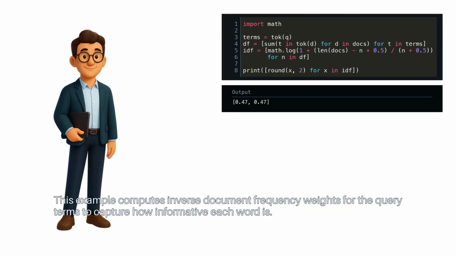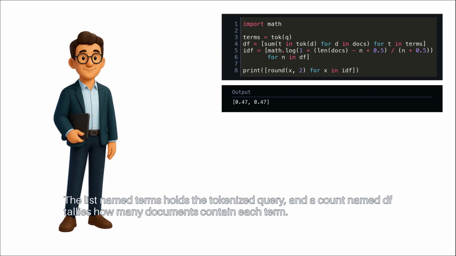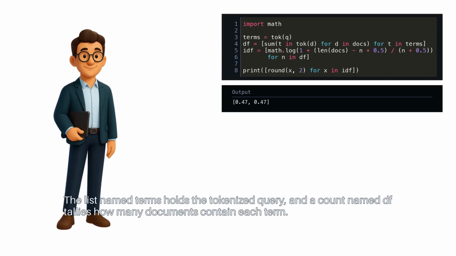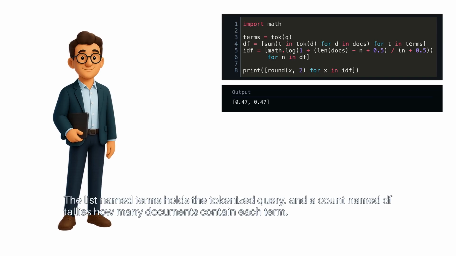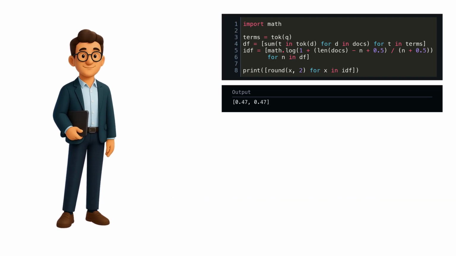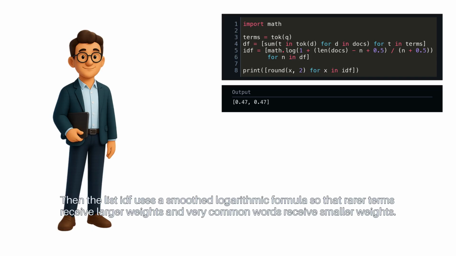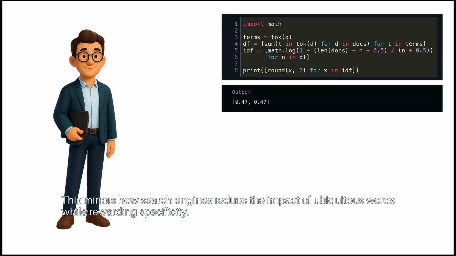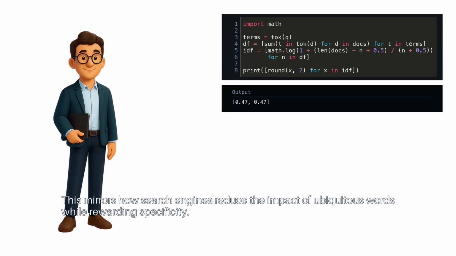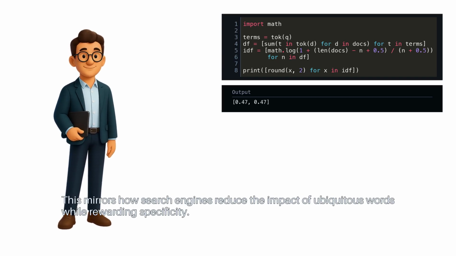This example computes inverse document frequency weights for the query terms to capture how informative each word is. The list named terms holds the tokenized query, and a count named df tallies how many documents contain each term. Then the list IDF uses a smooth logarithmic formula so that rarer terms receive larger weights and very common words receive smaller weights. This mirrors how search engines reduce the impact of ubiquitous words while rewarding specificity.